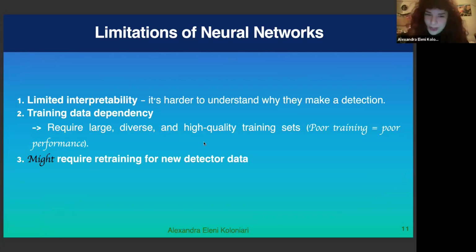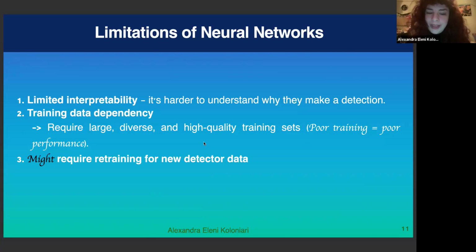However, yes, we need to be objective. So there are also limitations on using neural networks as well, with the first being that it's harder for us to understand why they make a detection. With match filtering, it's easy to understand because it's basically maths. Here it is a little bit more complex than that. Additionally, they are dependent on the training dataset. That means that we require large, diverse, and high-quality training sets because poor training actually equals poor performance.